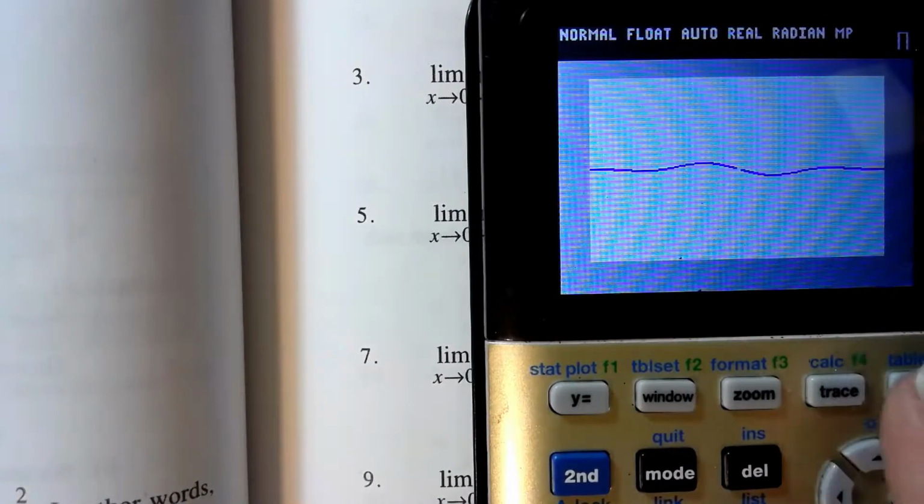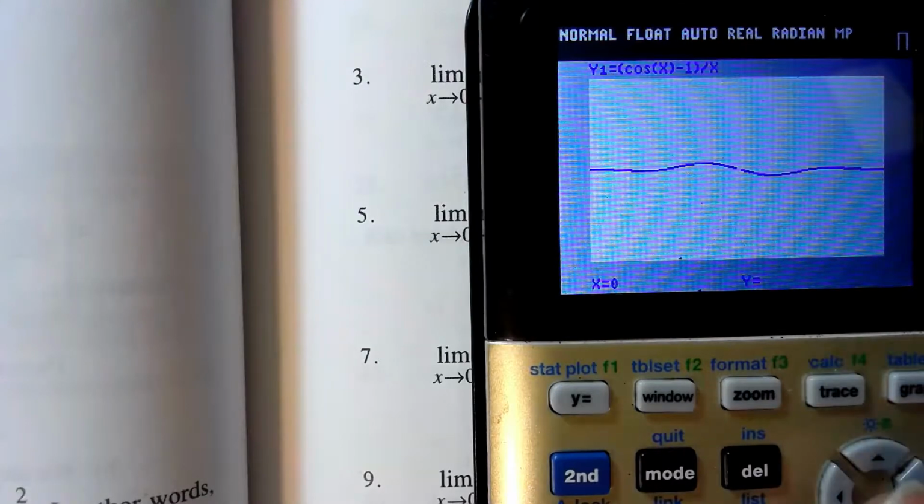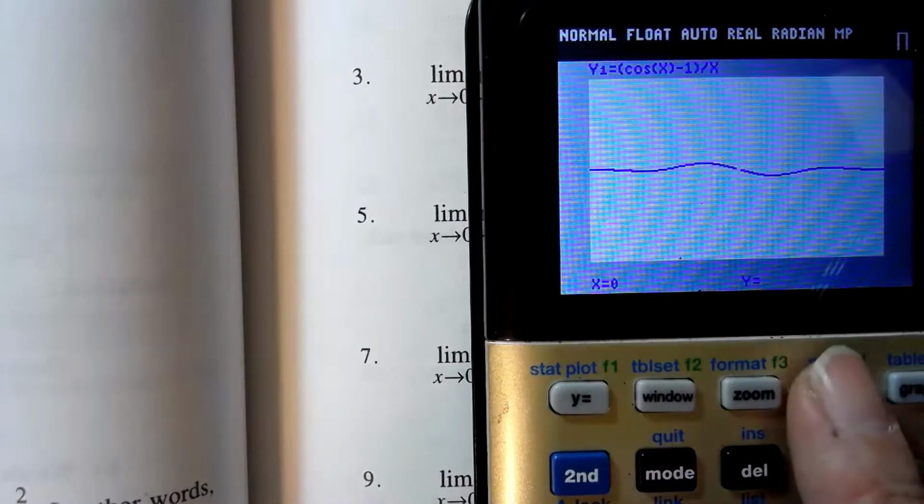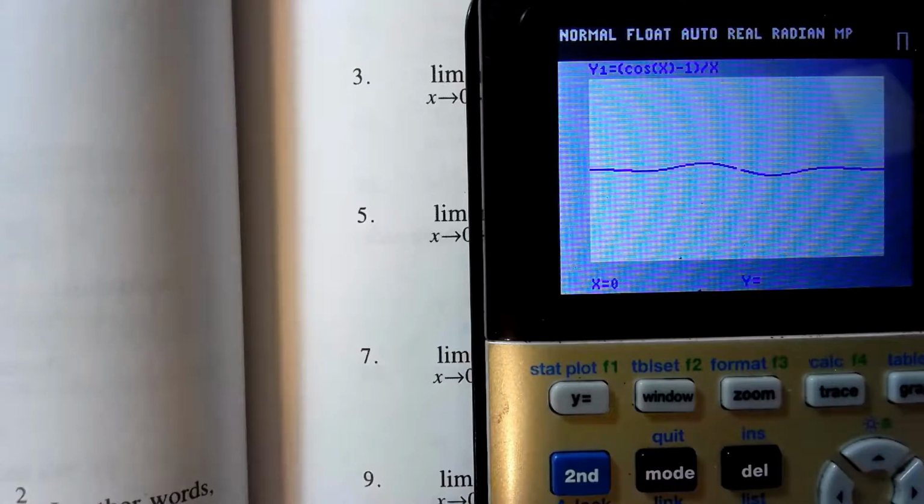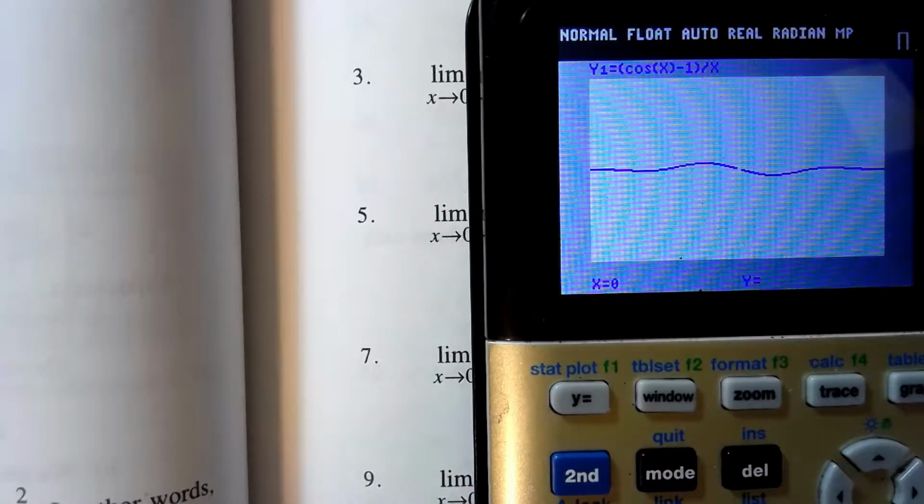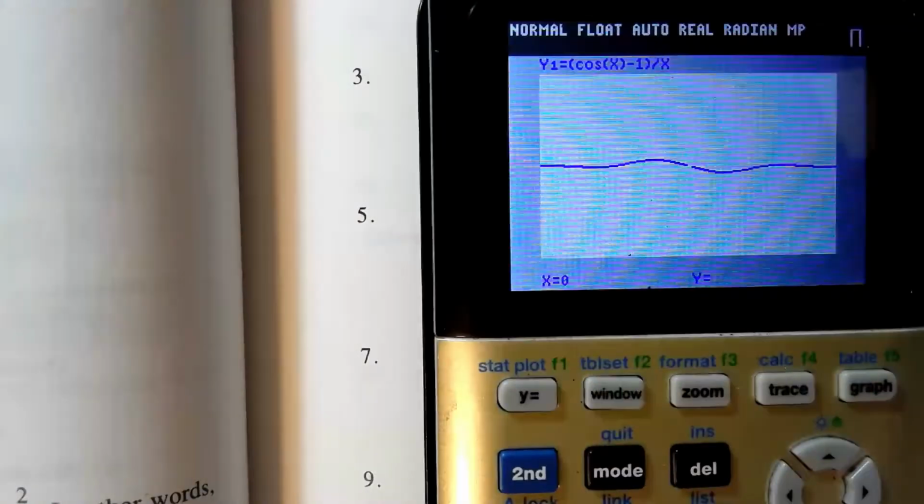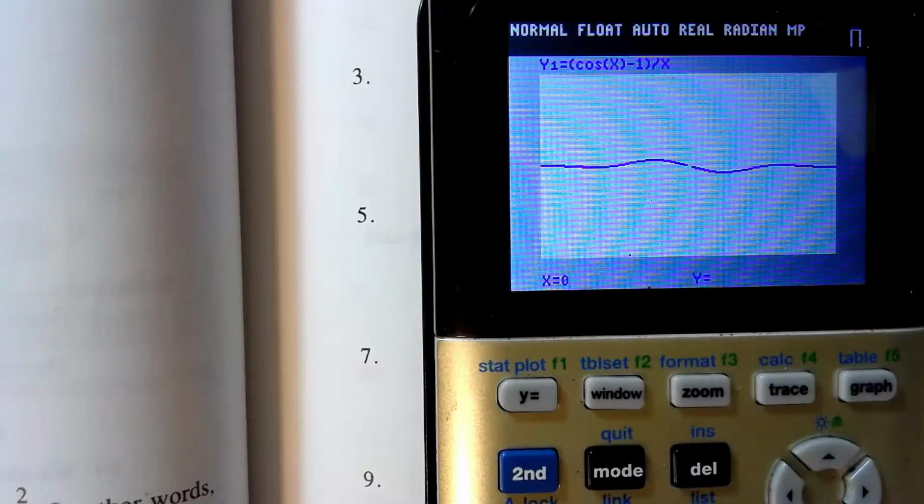Another thing I could do again is press trace. Oh, does it work when the X is not off? Trace 0, and hit enter. And you notice when X is 0, Y is not giving you a number, and that's because there's a hole there.